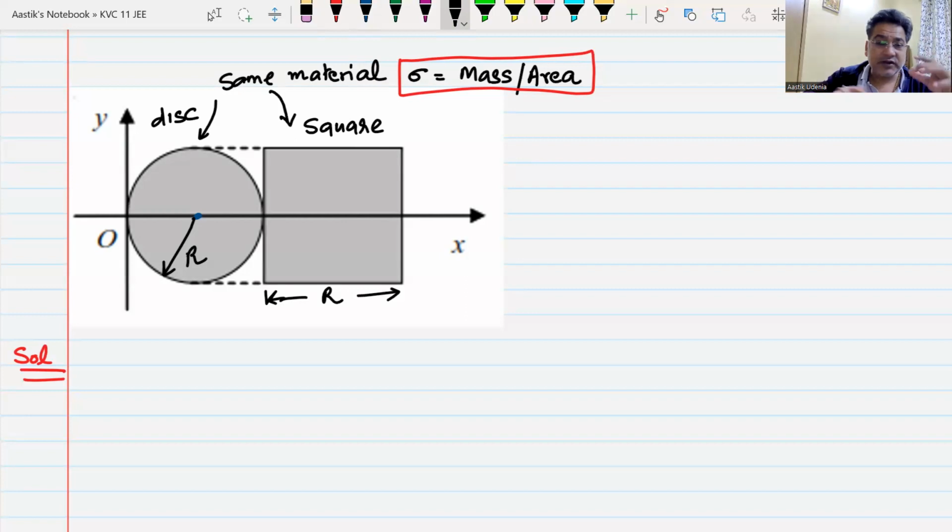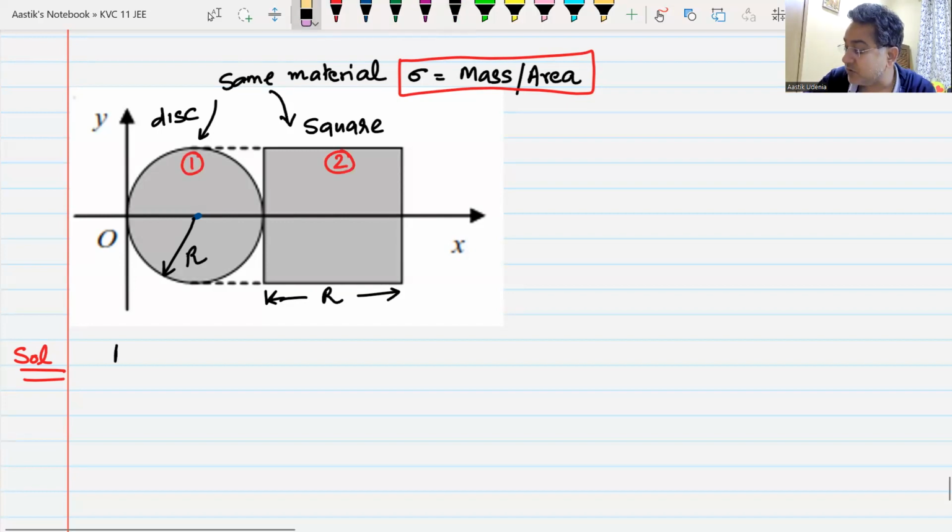So if these two bodies are made from the same material, this sigma will be same for both the bodies. Mass per unit area would be same. I have called that one as sigma. Now if I call this body as body number 1 and this body as body number 2, I can find out the mass of body number 1.